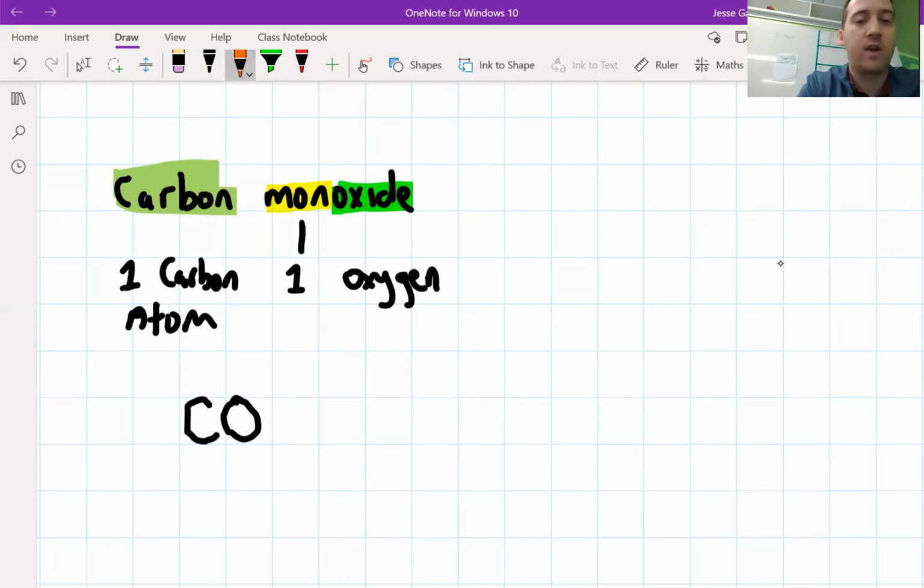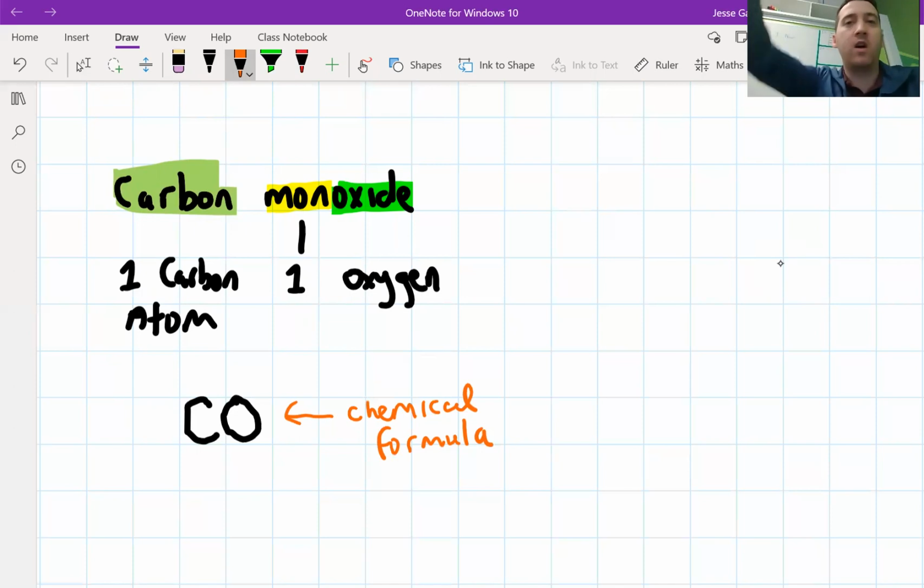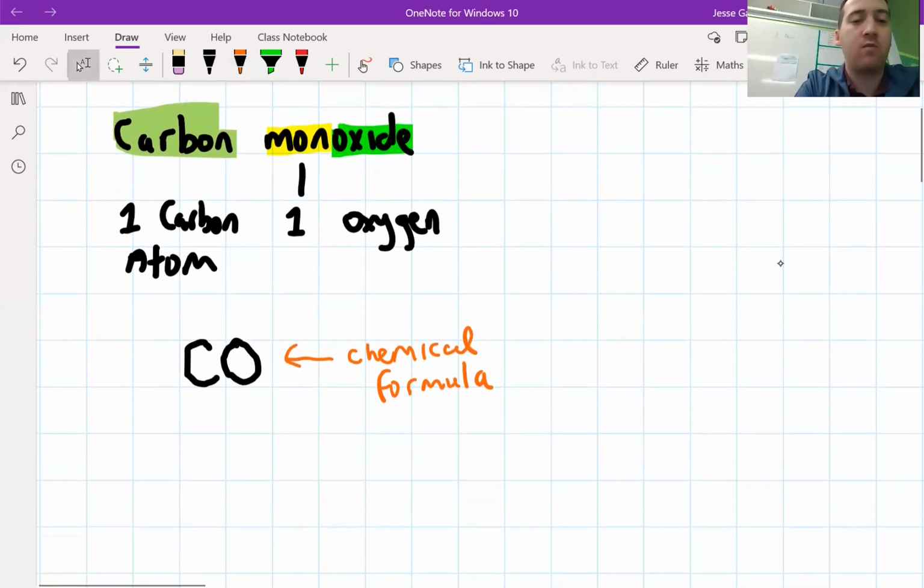This here is what we call a chemical formula. It's literally just a shorthand way of writing out the name of a compound or the name of an element. If it was carbon, I just write C. If it was carbon monoxide, I write CO. Now, an important thing to note is that what we're not writing, and the only reason we're not writing them is because they're ones, is that it's actually C1O1: one carbon, one oxygen.